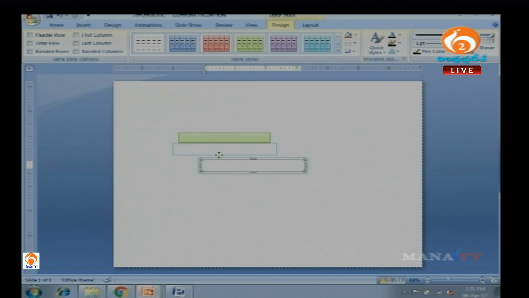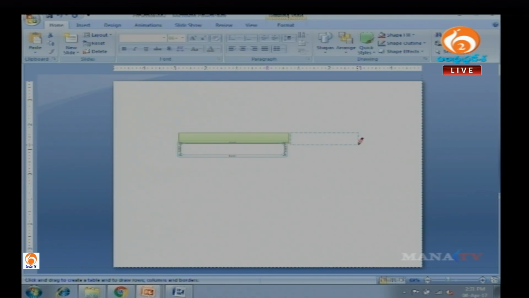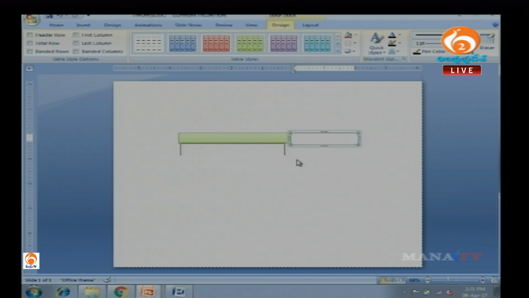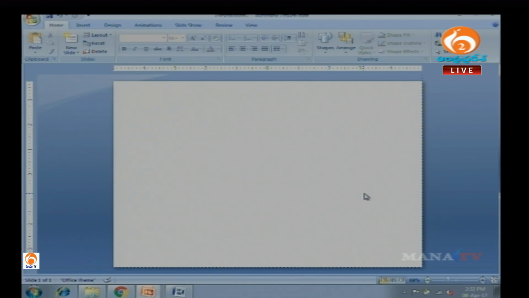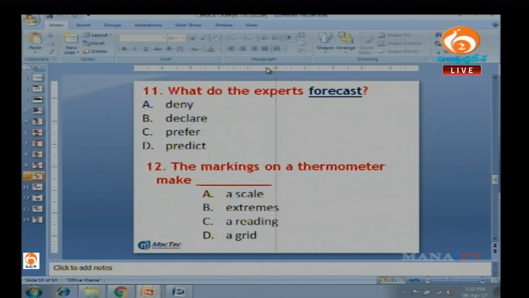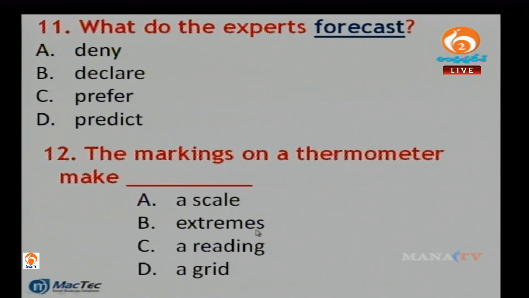So if I have certain tables here and I'm drawing one more. This is a grid. It's not like properly aligned though. This is a grid. This is a scale. But the thermometer gives you a reading. Reading is the correct answer. The markings on a thermometer make a reading.